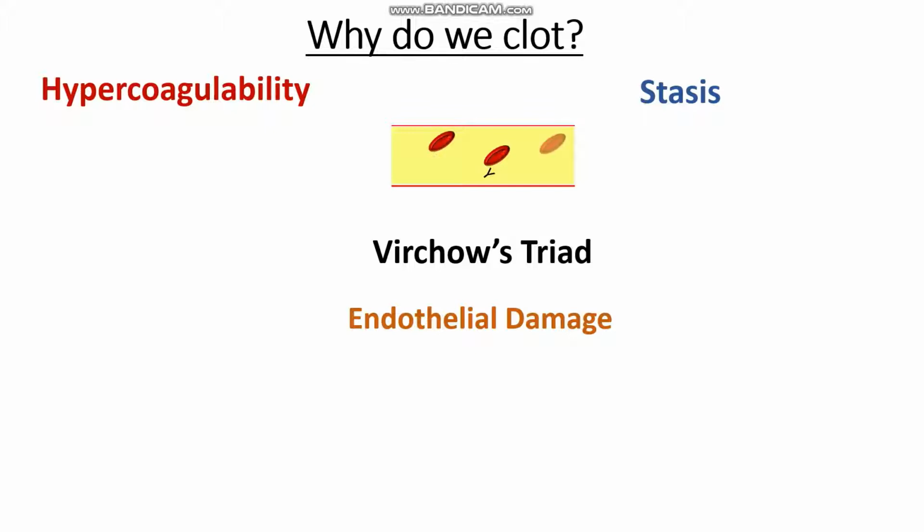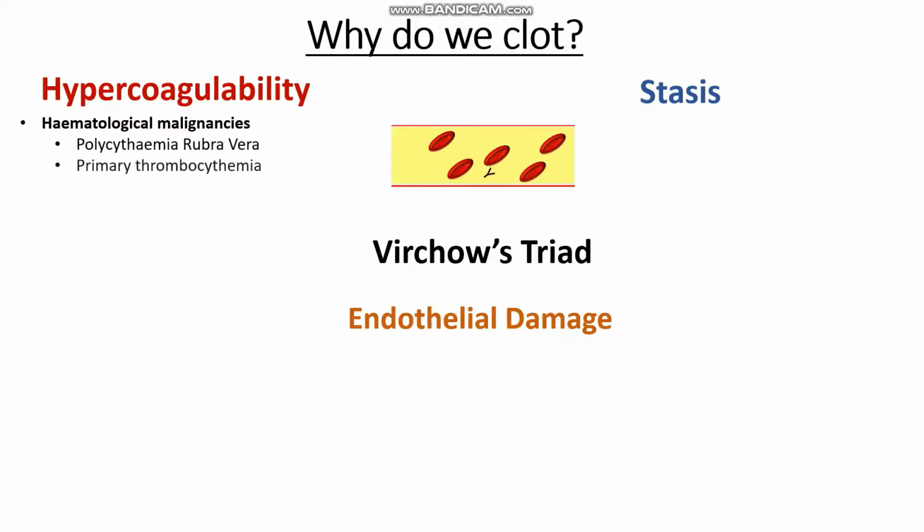Well, if we have too many cells, like for instance in hematological malignancies or myeloproliferative disorders like polycythaemia rubra vera, where we have too many red blood cells, or primary thrombocythemia, where we have too many platelets, this increases the thickness of our blood and thus our likelihood of clotting.